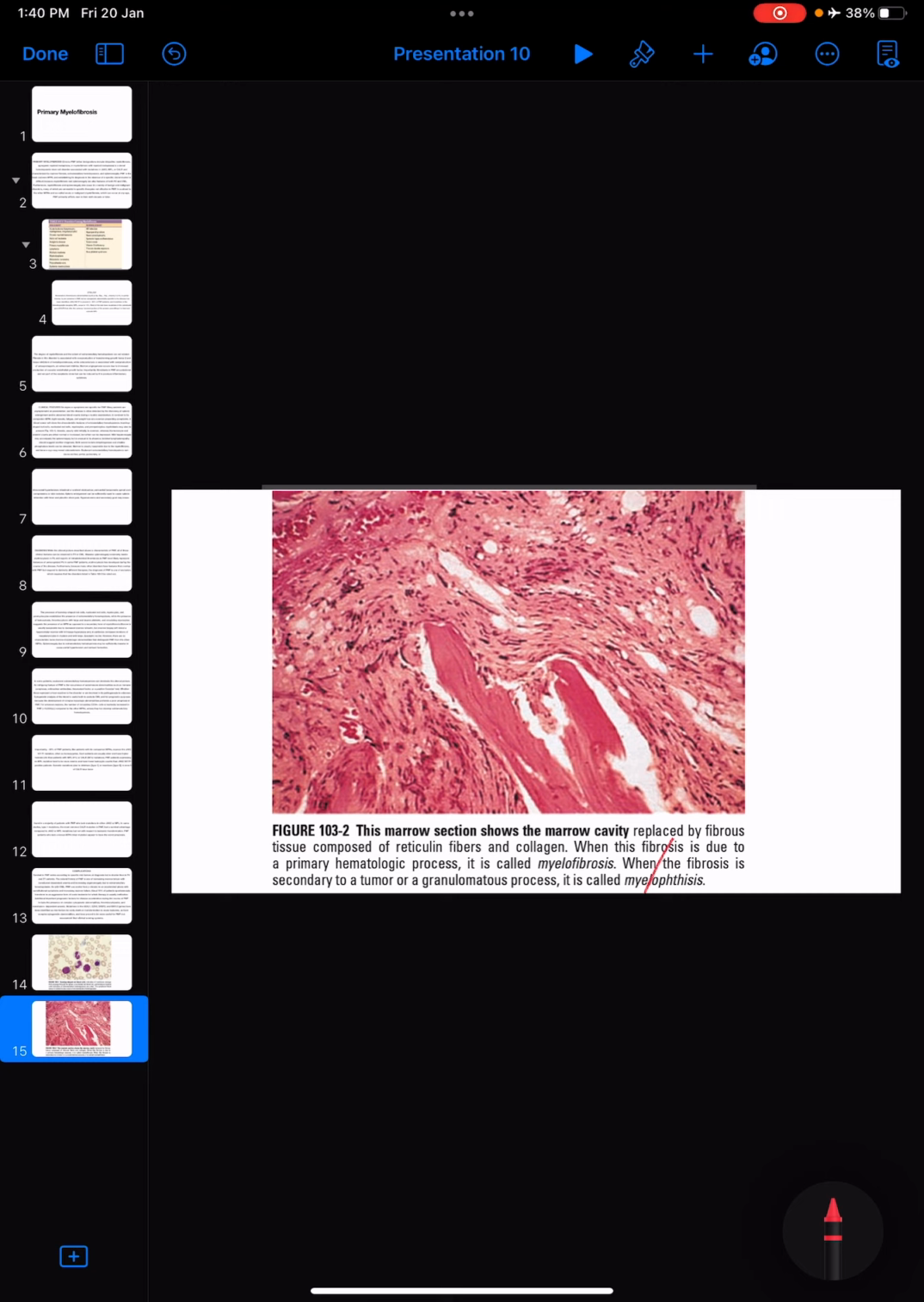So that's about the clinical features and diagnosis of primary myelofibrosis.